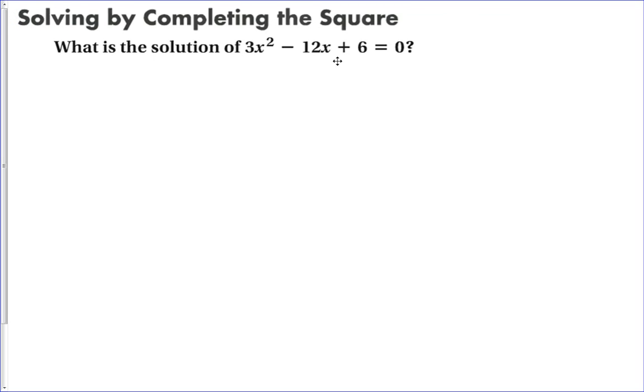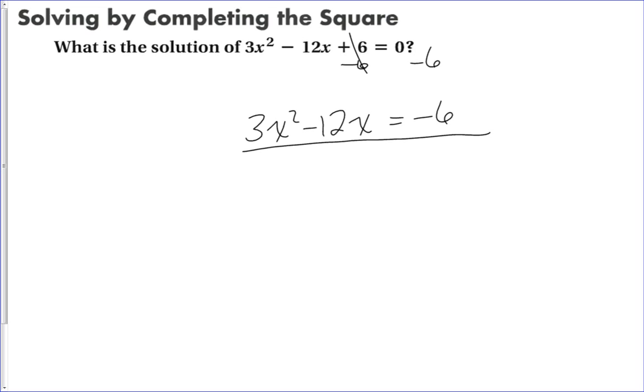Alright, let's take this one step further by solving an equation by completing the square. So we got to get all our x terms on one side and all our constants on the other. So this positive 6 has to get the boot, subtract 6 from both sides. 3x squared minus 12x equals negative 6. Now if you notice, everything's divisible by 3, so let's go ahead and do that. X squared minus 4x, I'm going to leave a little bit of room, equals negative 2.